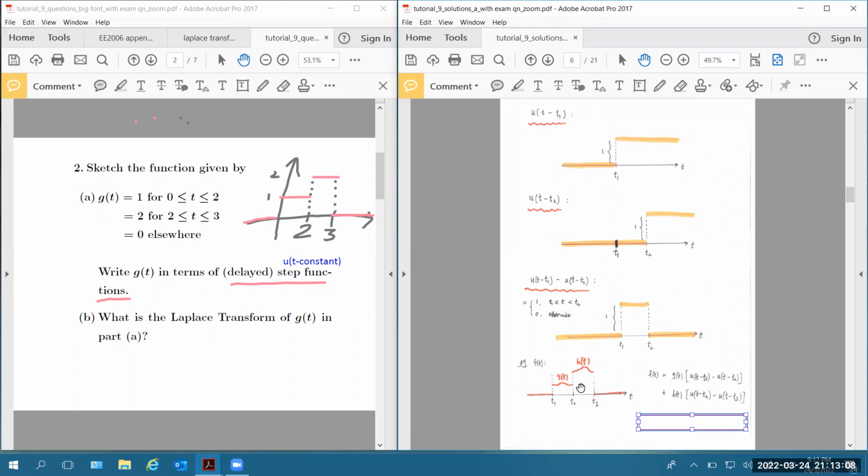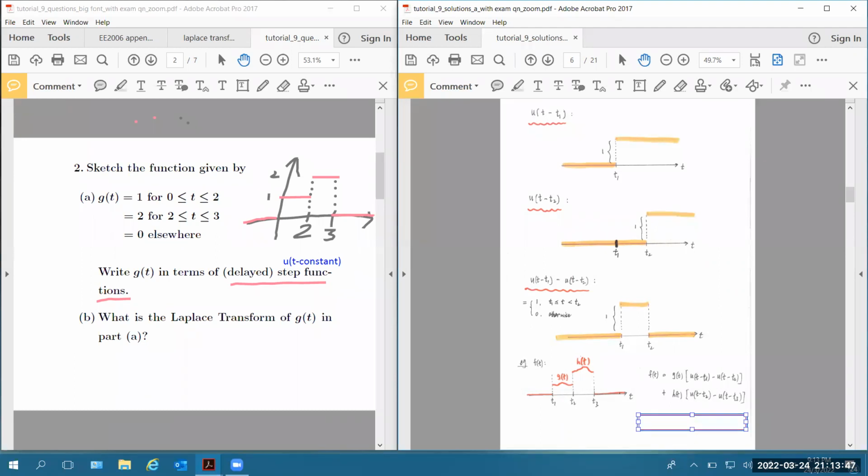Now you add the second part, singling out T2, T3. When you do u(t-T2) minus u(t-T3), only between T2 and T3 is the value 1, but the value now is h(t), so you multiply by h(t). That gives you this part, and outside is all 0. When you add these two together, this is what it gives you. You all get it? Any questions?